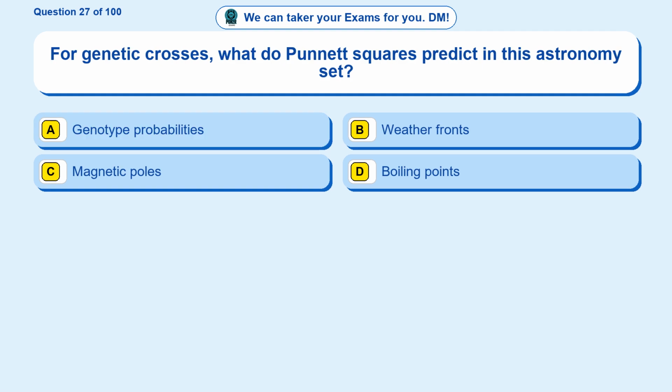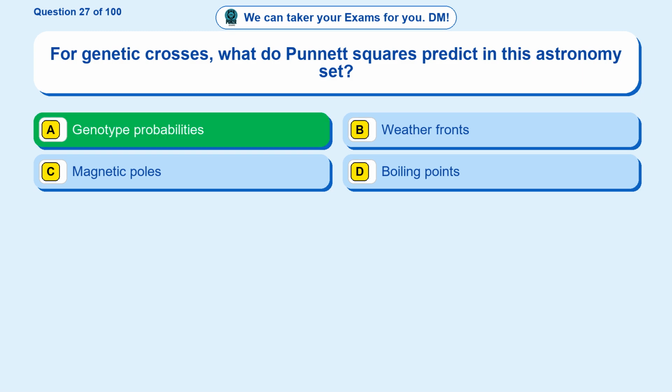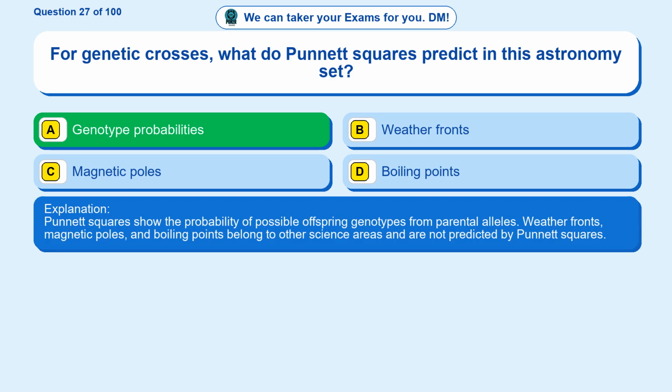Question 27. For genetic crosses, what do Punnett squares predict in this astronomy set? Option A, genotype probabilities. Option B, weather fronts. Option C, magnetic poles. Option D, boiling points. The correct answer is option A. Genotype probabilities. Punnett squares show the probability of possible offspring genotypes from parental alleles. Weather fronts, magnetic poles, and boiling points belong to other science areas and are not predicted by Punnett squares.